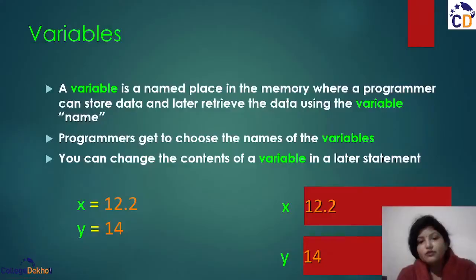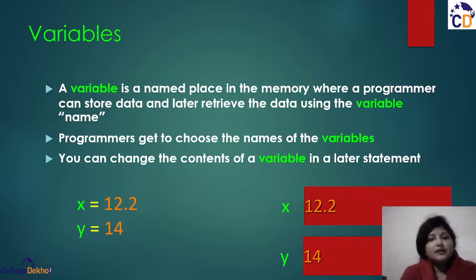Now let us move to variables. A variable is a memory location where you store a value, and you can retrieve that value later by using the variable name. The variable name is given to the location in memory which is holding a value.